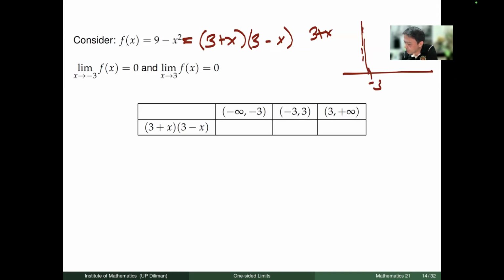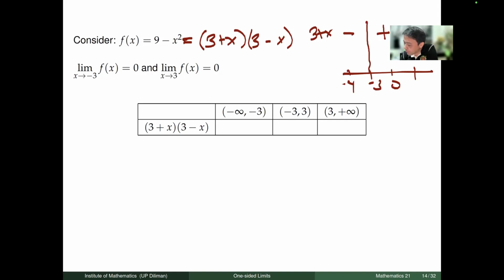Yes, I'll put a divider. So this will be positive in sign here and negative in sign there. So if I take a value, say 0, 3 plus 0 is positive 3. If I take a value here, say negative 4, 3 plus negative 4 is negative 1, which is negative.